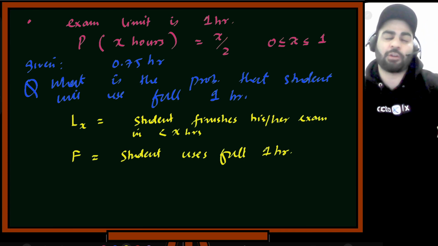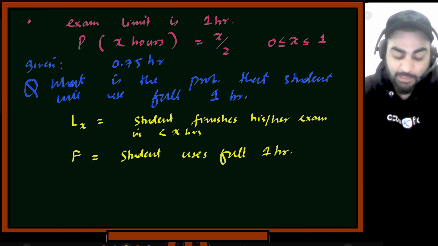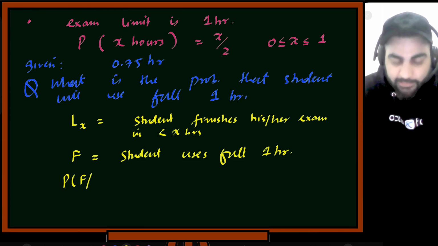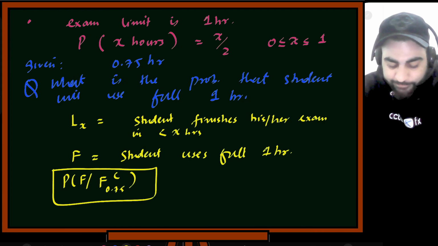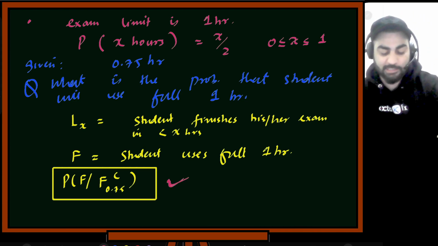This is the most important thing. First you will have to assign the variables. Okay, then you can solve the problem. Now I have to compute the probability of F given the complement of L at 0.75. Who understood this? This is what I have to compute. If you understood the question, you should be able to understand this.